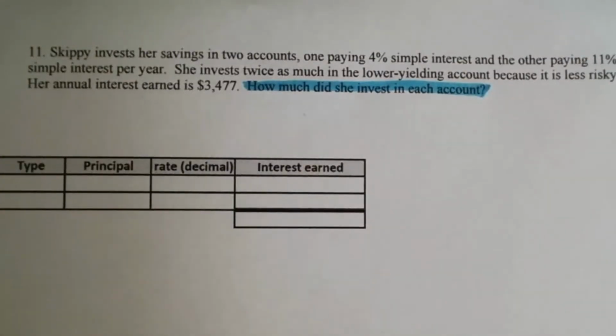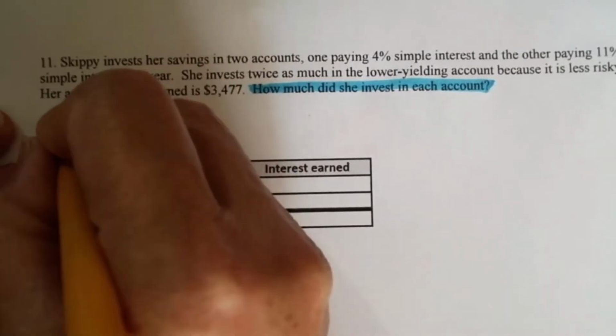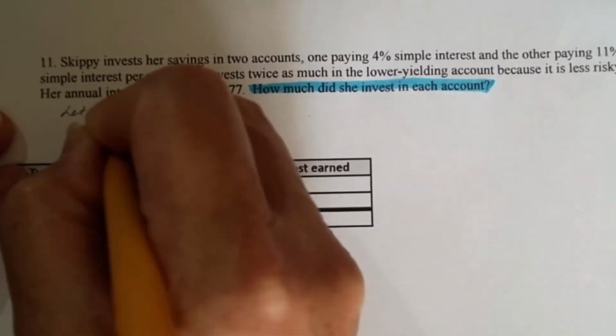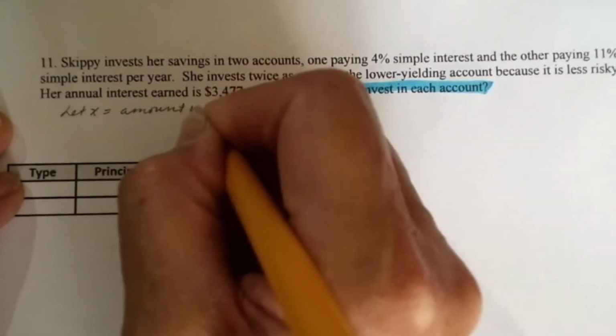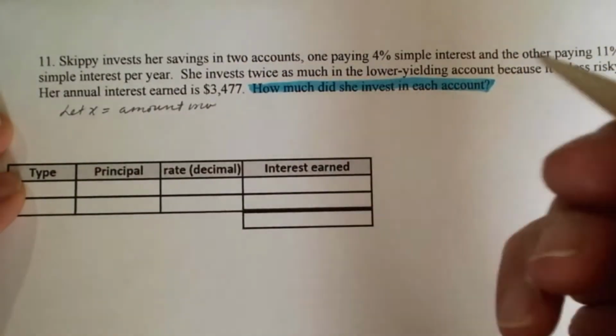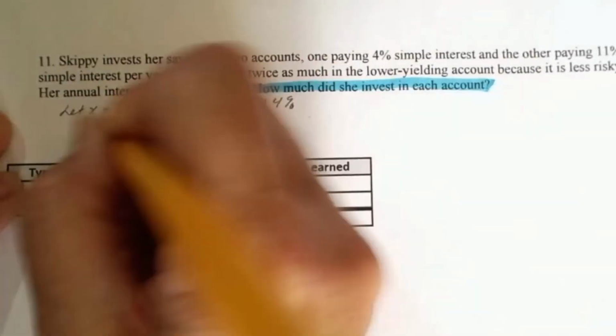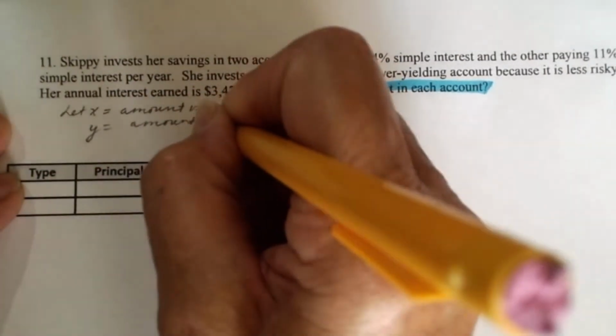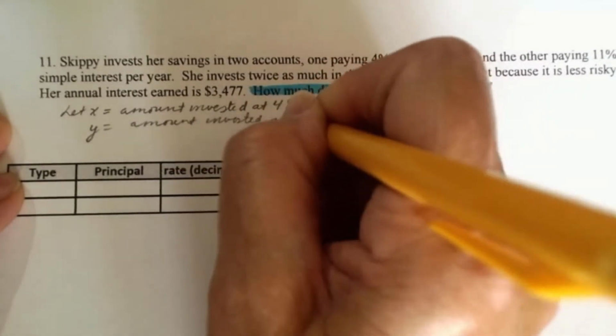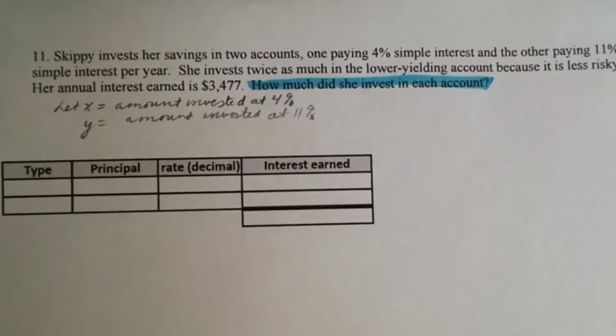So because there are two accounts, then we have two unknowns, don't we? So let's define our variables here. We're going to let X represent the amount invested at 4%, and then we will let Y represent the amount invested at the 11%.